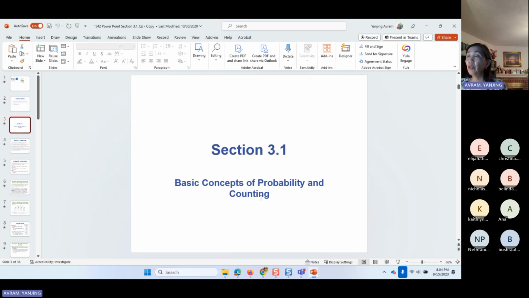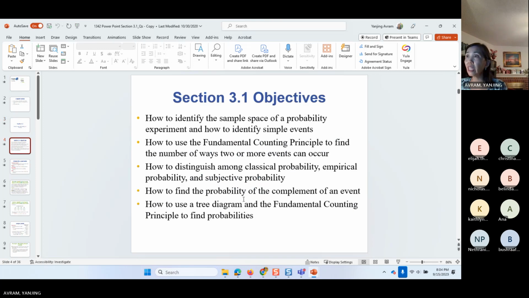All right, the first section is about basic concepts and counting. The objective for this section is that you're gonna be able to use the fundamental counting principle to find the number of ways 2 or more events can occur, and then distinguish between classical, empirical, and subjective probability.